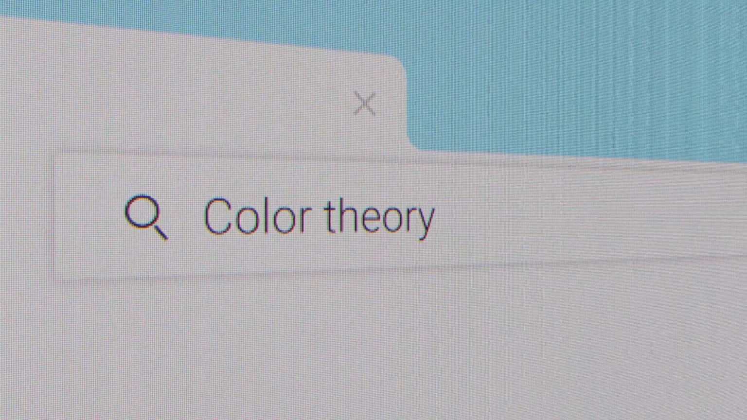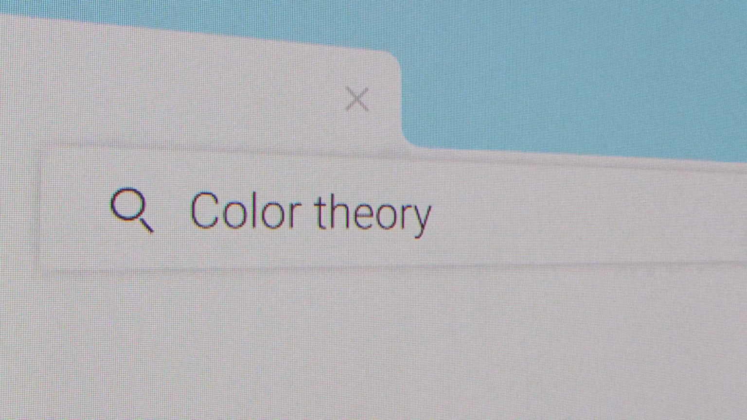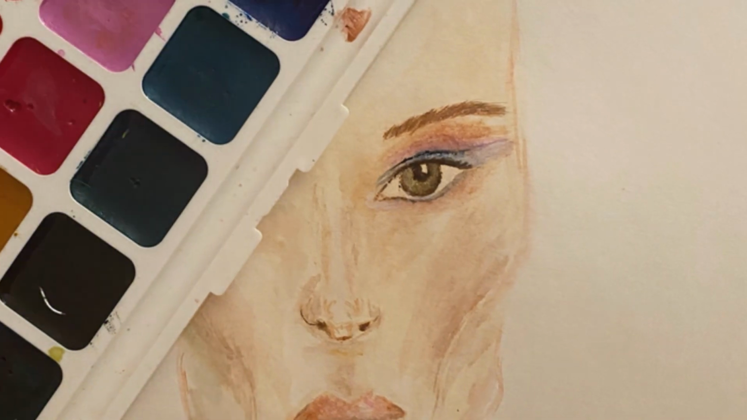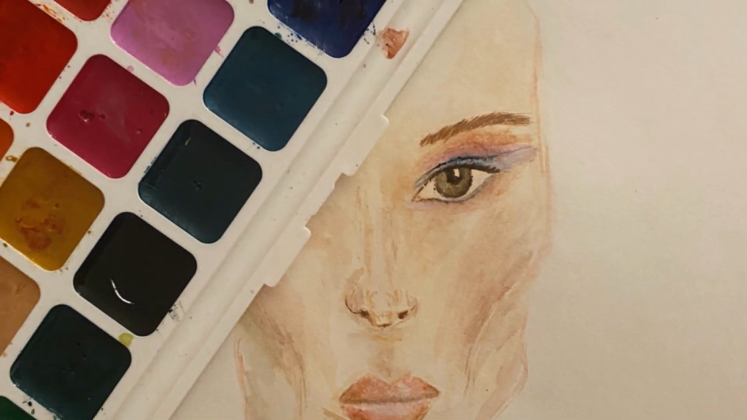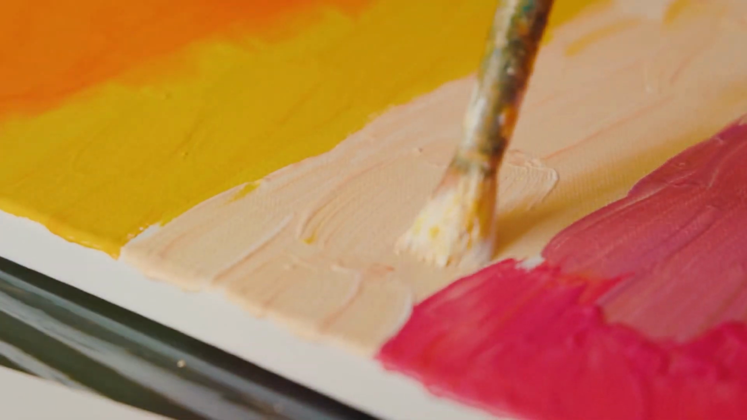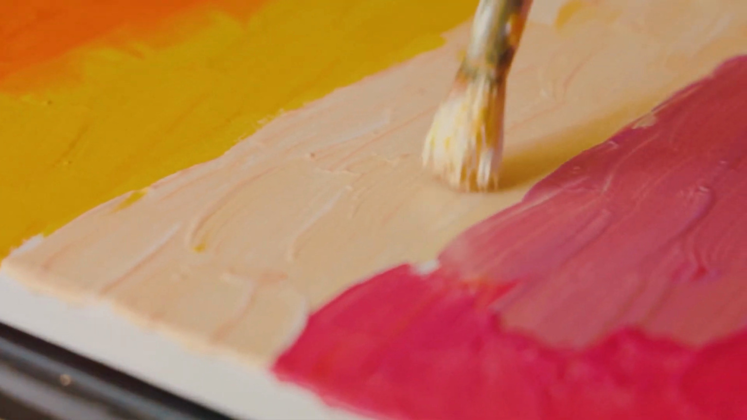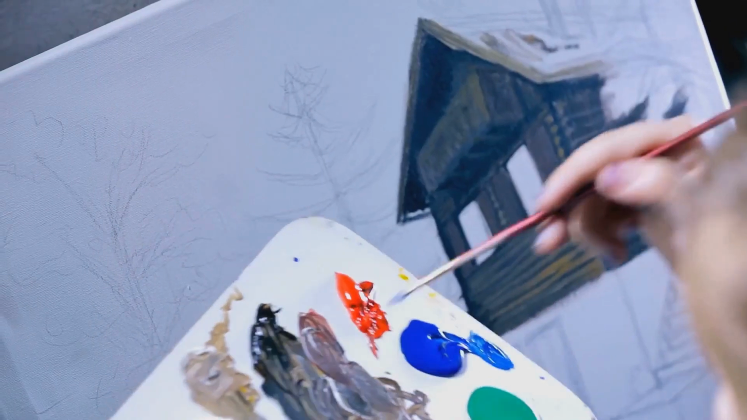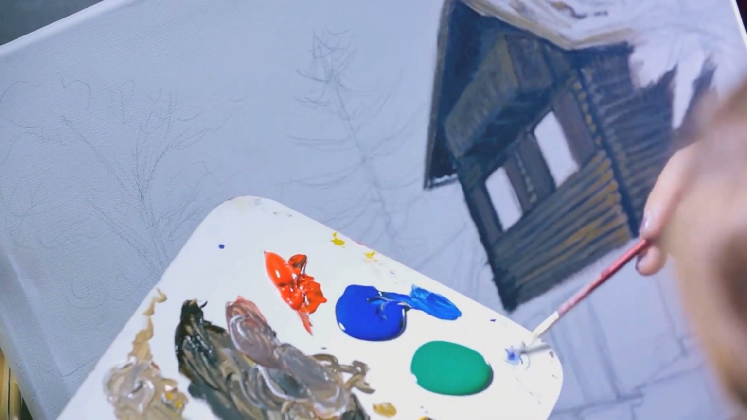From canvas to screens, color in 2D and 3D. The principles of color theory apply to both traditional art forms like painting and drawing, as well as digital art and design. However, there are some key differences to keep in mind when working with color in 2D and 3D spaces. In 2D art, we're primarily concerned with creating the illusion of depth and dimension on a flat surface. We achieve this through techniques like shading, highlighting, and perspective. Color plays a crucial role in creating these illusions.